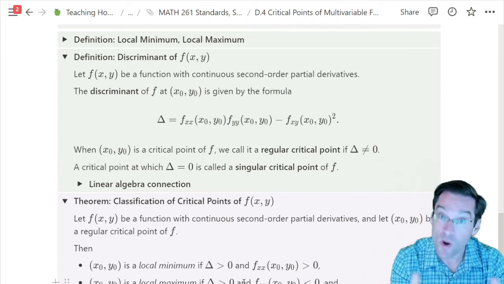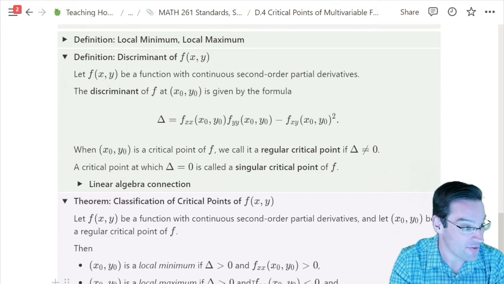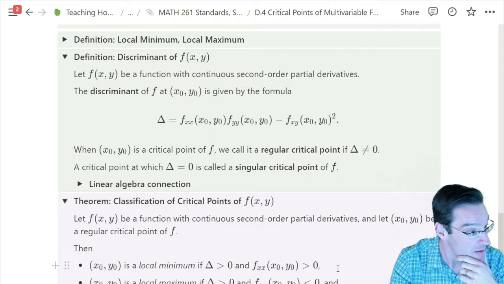And I also need one of the eigenvalues to be positive. And if one of the eigenvalues is positive, it turns out that the first entry, the upper left entry, being positive is sufficient for that.